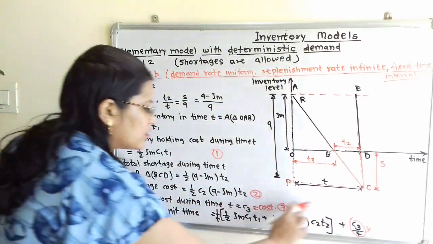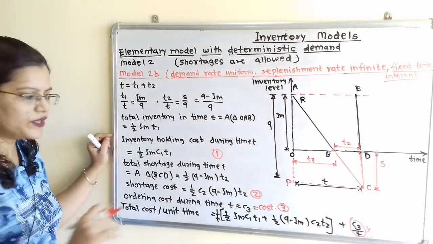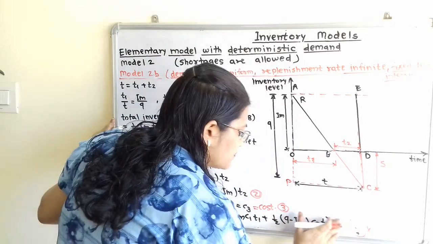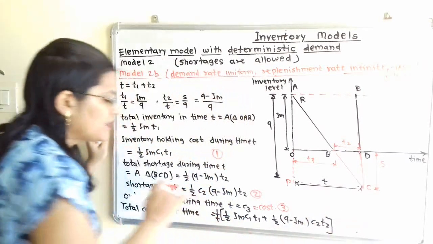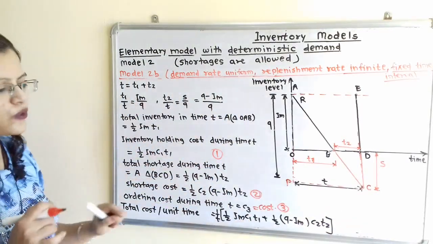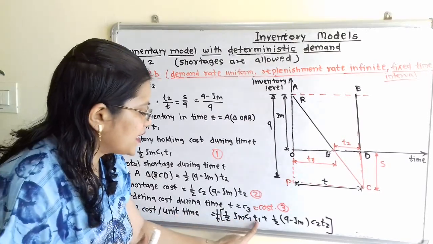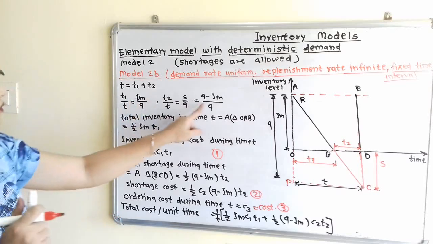So we have to consider only this for the total cost per unit time. So I will remove this. So this is the formula. Now we will write this formula in terms of Q. So how to write? I will write this T1 and T2 in terms of Q from these two.